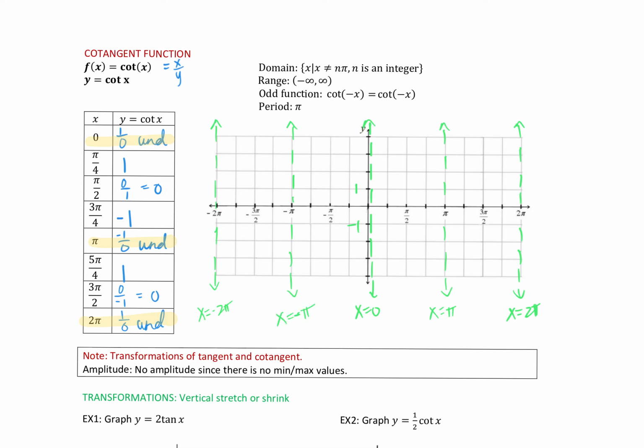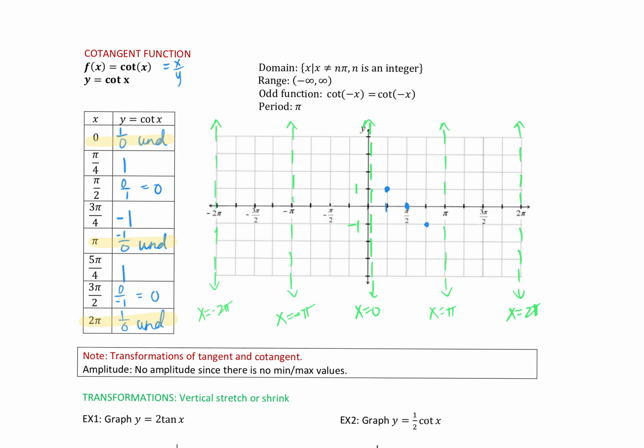Okay, so we have our asymptotes. And then let's go ahead and put these points in. Let's see, pi over 4. So that would be the halfway point between 0 and pi over 2. So at pi over 4, we have a 1. At pi over 2, we have a 0. At 3 pi over 4, we have a negative 1.